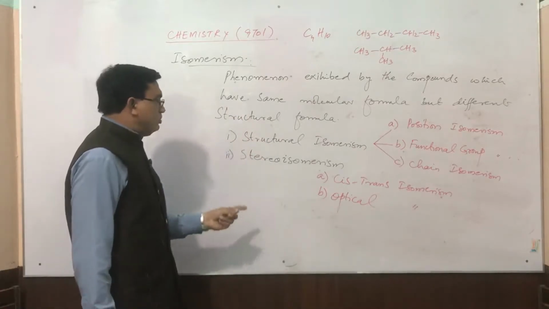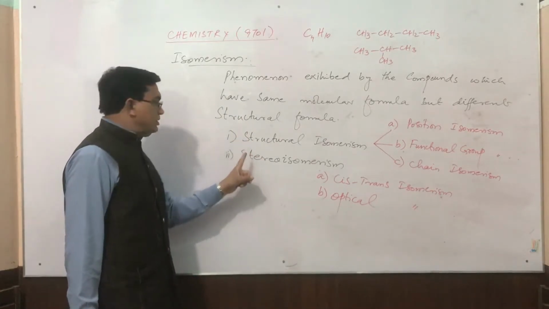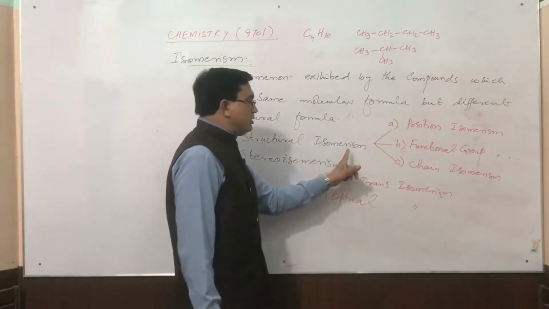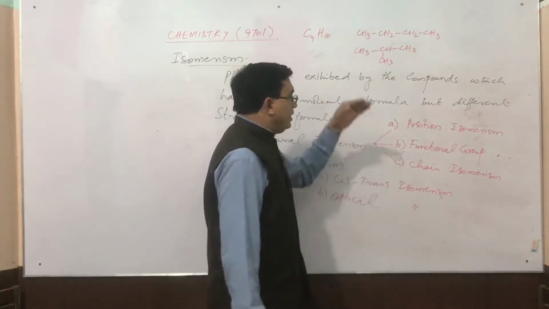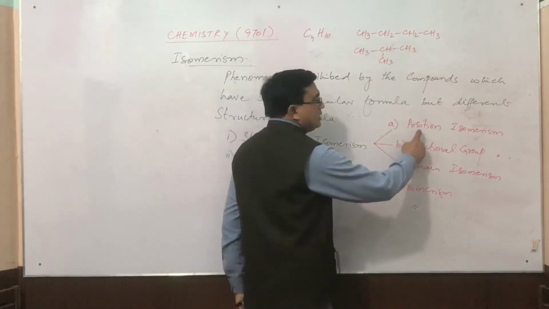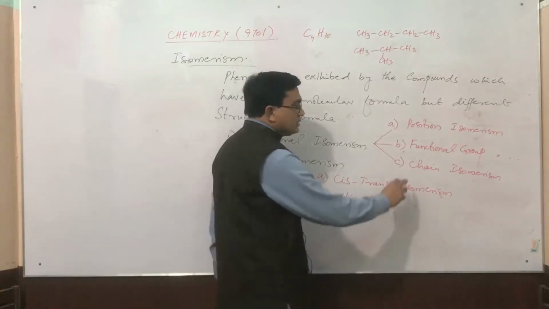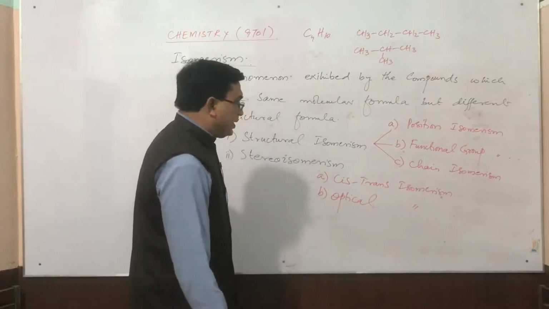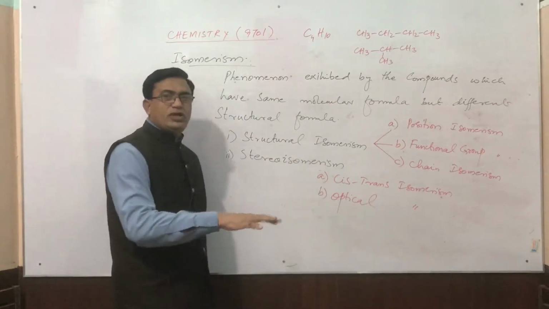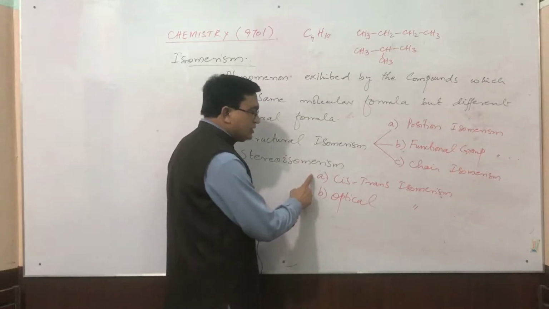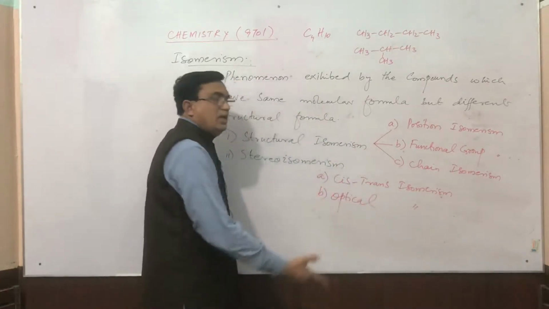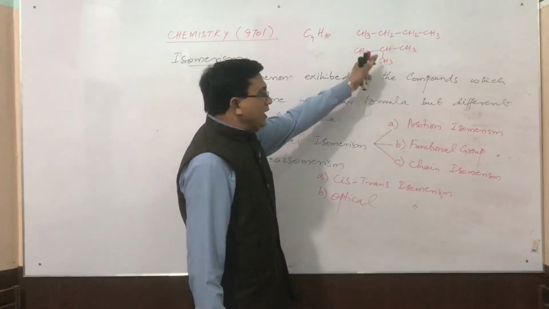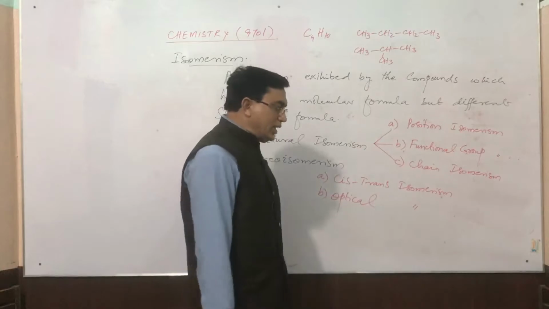There are two types of isomerism: structural isomerism and stereoisomerism. Structural isomerism is further divided into three classes: first position isomerism, second functional group isomerism, and third chain isomerism. Stereoisomerism is further divided into two classes: cis-trans isomerism and optical isomerism. I will explain all of these one by one along with examples.